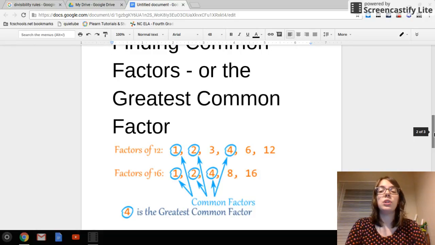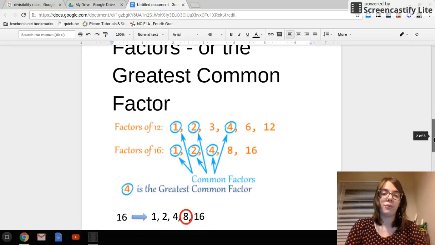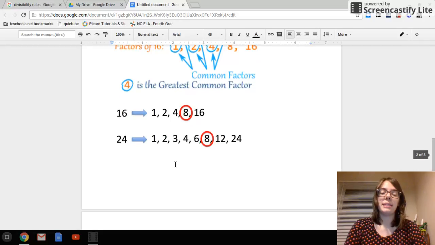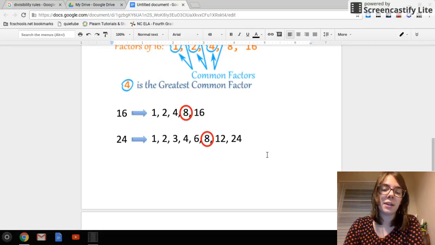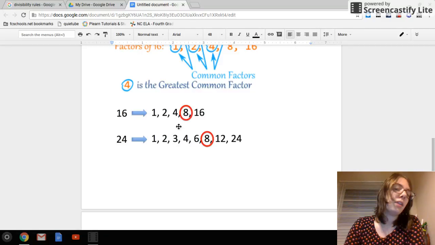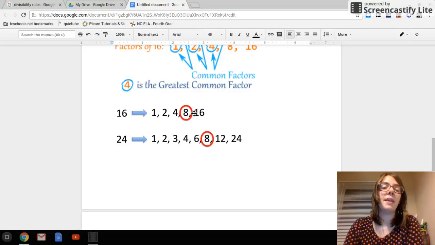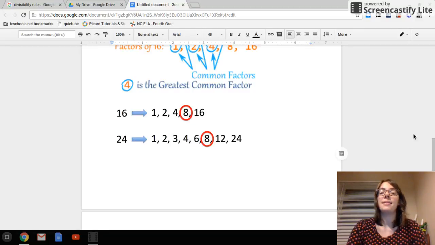Now, sometimes it'll ask you to find the greatest common factor, and that just means the biggest factor in both that are the same. And that's going to help you a lot with equivalent fractions this week when we're simplifying them. So for example, of 16 and 24, they've listed the factors out for us. And instead of circling all the common factors, they've just circled the 8s because those are the biggest number in both. That's the same in both. So the biggest factor in both that is the same.